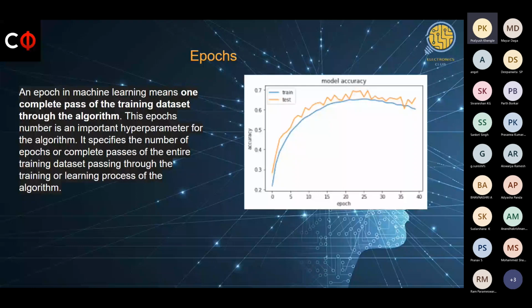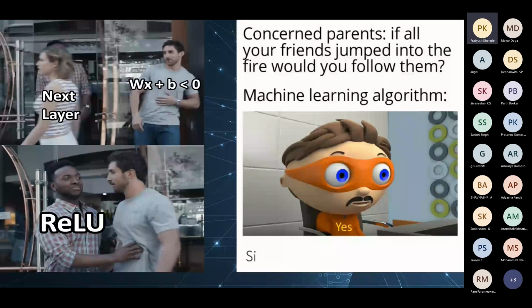But the best way to check whether you have understood something or not is to see if you understand memes related to it, right? So, we have some memes. The right one is my favorite actually. All your friends jump into the fire. Would you follow them? A machine learning algorithm: Yes.